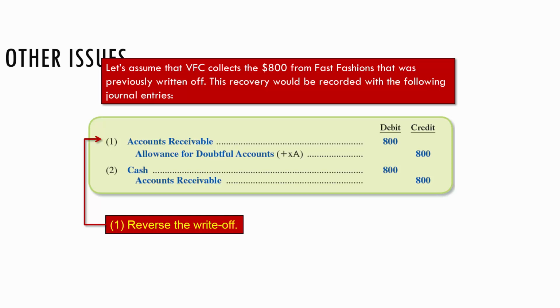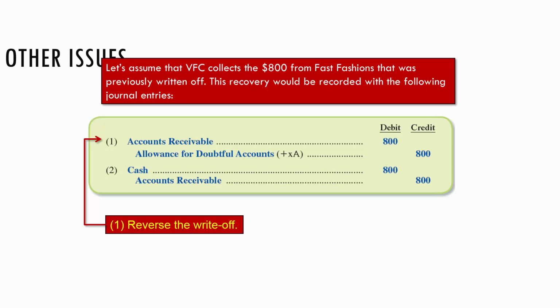So when we wrote off this account for Fast Fashions, we debited the allowance for doubtful accounts, and we credited Fast Fashion's accounts receivable to remove it. When we collect it, we need to reestablish the accounts receivable and then remove its balance like we normally do when a customer pays on their account receivable. So there's one extra step you have to do.